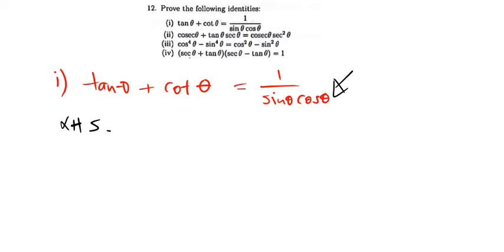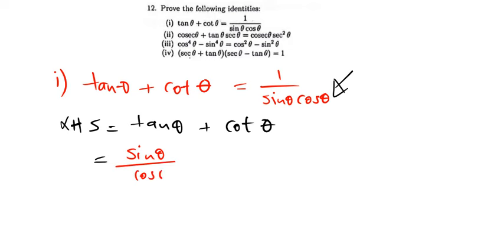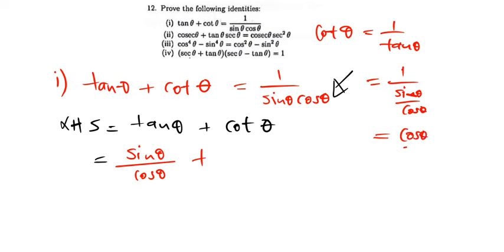Left hand side is equal to the tangent of theta plus cotangent of theta, and we can easily prove that identity. Now we know that tan is basically sine over cosine, and cotangent on the other hand is the reciprocal of tan. So cotangent of theta is equal to 1 over tan theta, which is also equal to 1 over sine over cosine, which will just give us cosine of theta over sine theta.